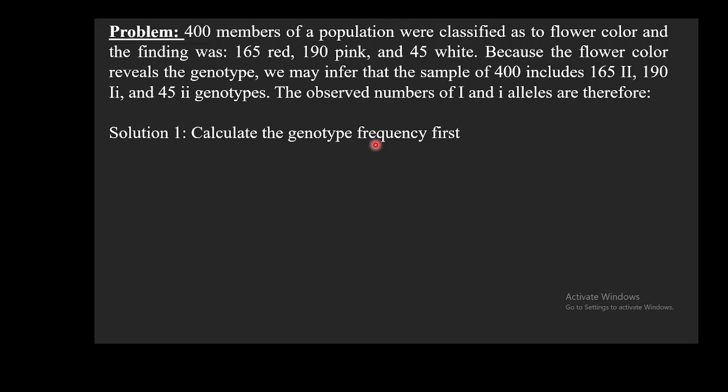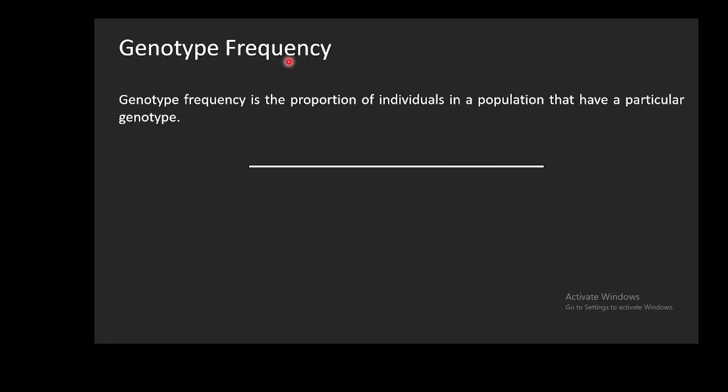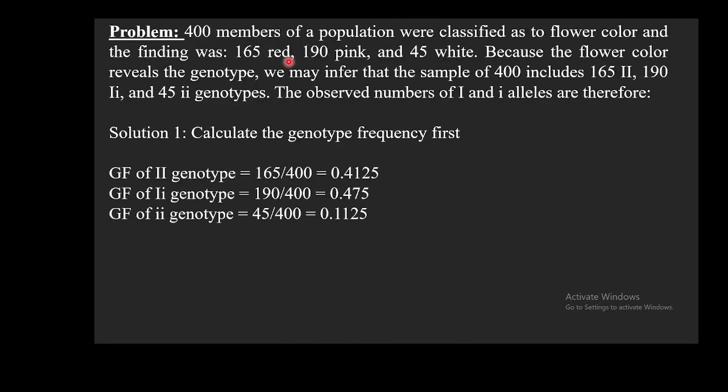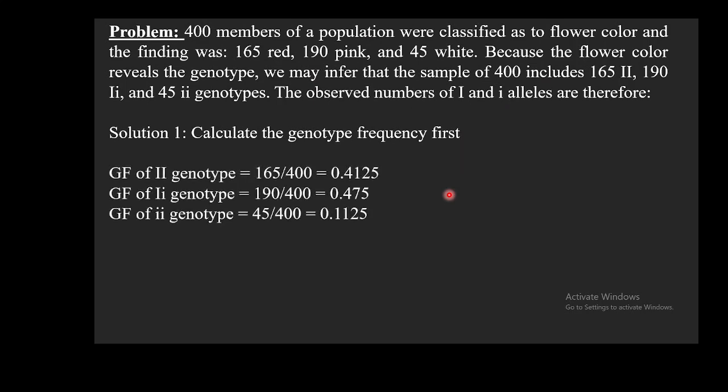So you can calculate it in a number of ways. So first of all, one way is how can you calculate a genotype frequency? As you know, if you see this particular formula, it is the number of individuals divided by the total number of individuals. So you can do it. The number of flowers which are red is 165, and the total number of flowers is, let's say, 400. So genotype frequency of the capital I genotype is 0.4125.